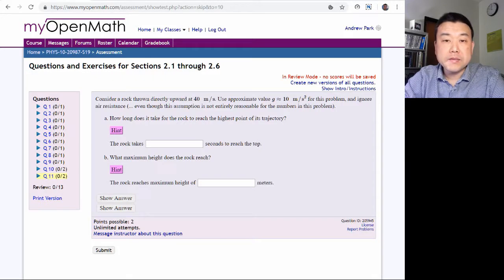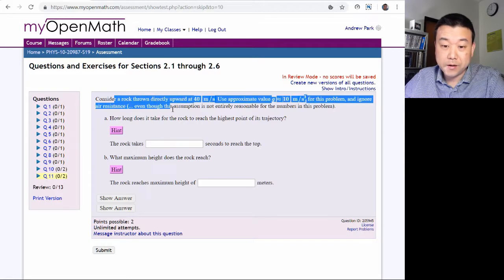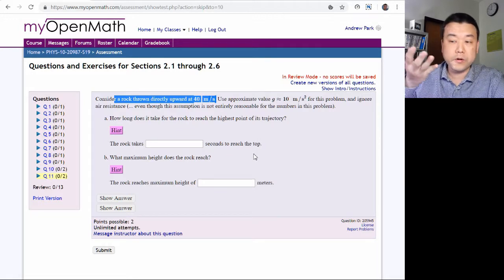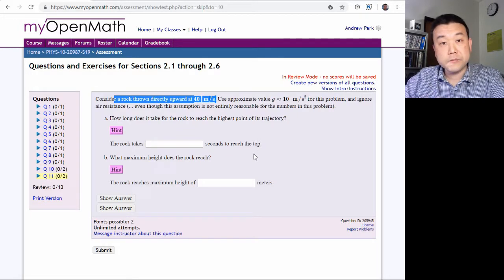Hi, this is the second of the three videos on the three homework questions on falling objects. When you look at this question, it might look like it's not exactly describing a falling object. It's describing a rock that's thrown upward. But we still call this a falling object because throughout its entire motion, it is accelerating downward. So we say it's in free fall during its entire motion.